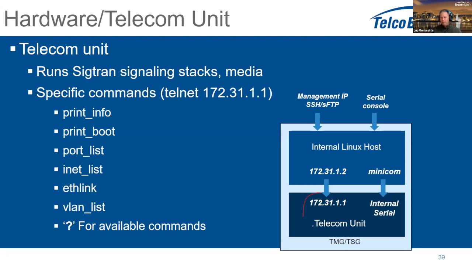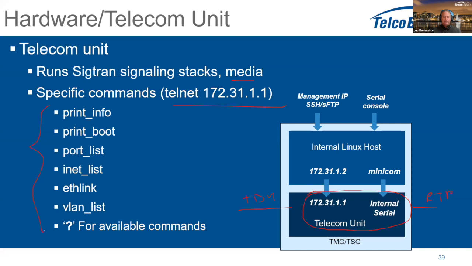If you connect on the telecom unit, so you go one step lower and connect here, you can do telnet 172.31.1.1 to connect to the telecom unit. And this telecom unit runs, like I said, the SIG signaling stack and also has the media. So it has the TDM media and the RTP media on this side here.